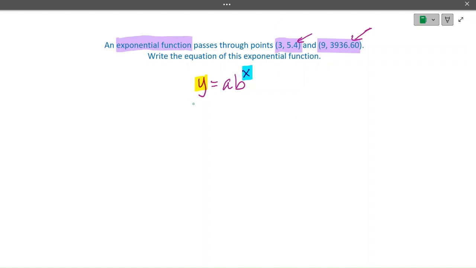So I'm going to go ahead and start that with our first coordinate point. So y in that case is 5.4. I'm just doing basic substitution here. Equals, I don't know a and I don't know b, but I do know x, which is to the power of 3. So that's my first equation. I'm just substituting values in. All right, in my next equation, in for y goes our really big number, 3,936.60 equals a times b, and in for my exponent x is 9.